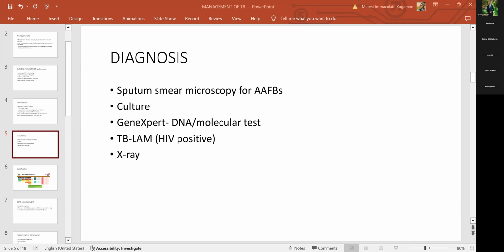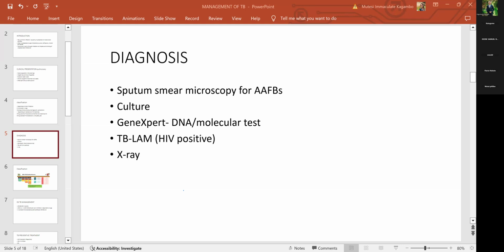And then another diagnostic method used is the TB LAM. This is used for HIV positive patients, TB-HIV patients, okay? So here they use the urine of the patients to make the diagnosis. There's a strip that usually is used to do that. And then it's also a molecular test, just like the gene expert.